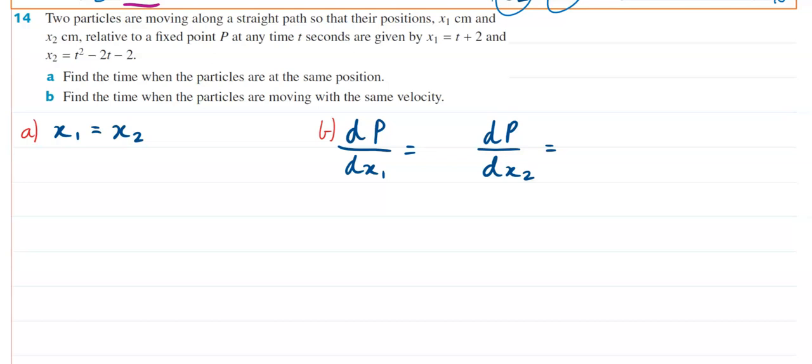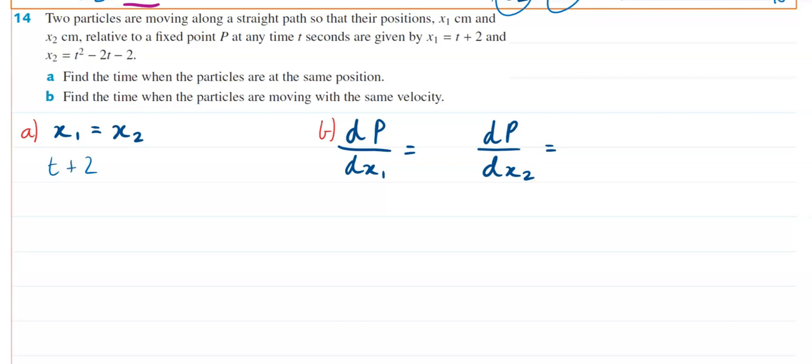Two particles are moving along a straight line, both so that their positions x1 and x2 centimeters relative to a fixed point P at any time t seconds are given by x1 equaling t plus 2 and x2 equaling t squared minus 2t minus 2. Find the time when the particles are at the same position. So we're just going to make our equations equal each other basically.